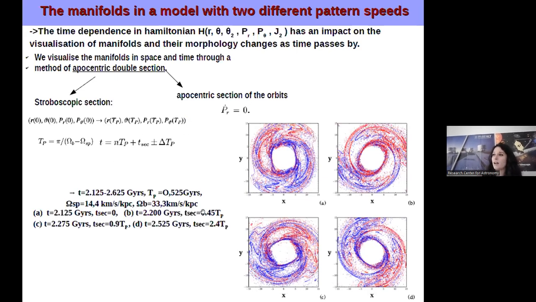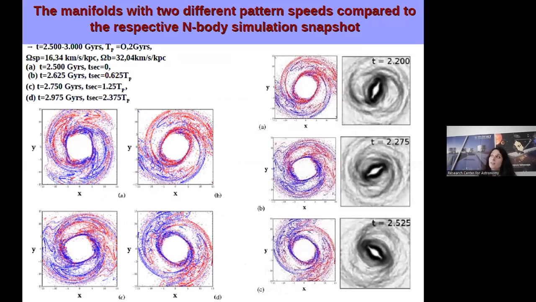Well, these manifolds are for a time period of the simulation, and they have been produced with the two different pattern speeds I presented you before. And we tried also to compare them to the n-body structures, and we can see how they follow the rotation of the disk also, and can also depict the structures we see in the n-body. As a result, manifold theory can incorporate the assumption of two different pattern speeds in the galactic disk, and can give us manifolds that can support these structures we see in the n-body simulations.